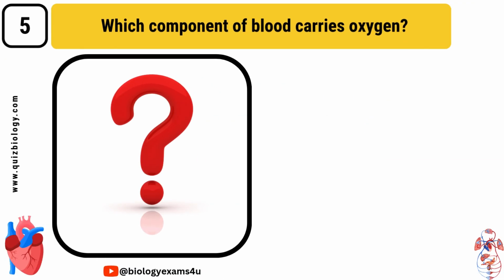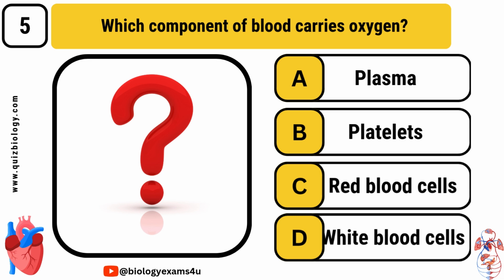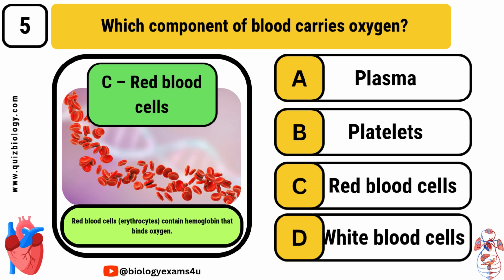Which component of blood carries oxygen? Plasma, platelets, RBC, WBC. The answer is RBC or erythrocyte that contains hemoglobin that can bind to oxygen.